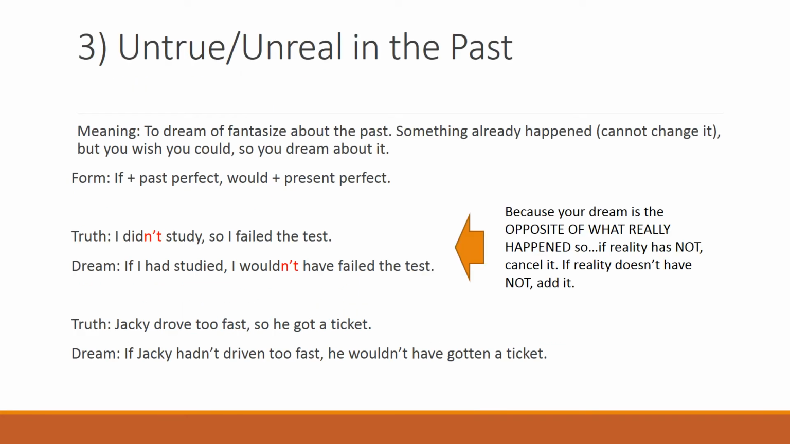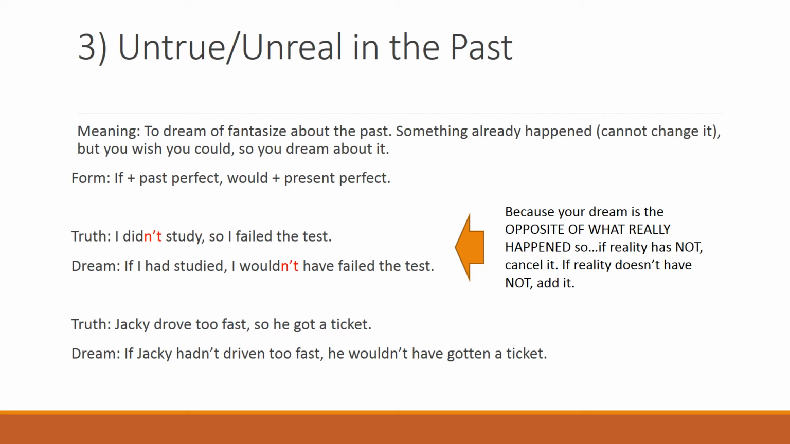Now let's talk about the untrue and unreal in the past. Now you might think to yourself, if you really think about this sentence, how can something that already happened in the past be unreal or untrue? Well, the meaning is you're dreaming. You're dreaming that something already happened, but you wish it were different. Okay, something already happened and you regret it and you want it to be something different or the opposite.